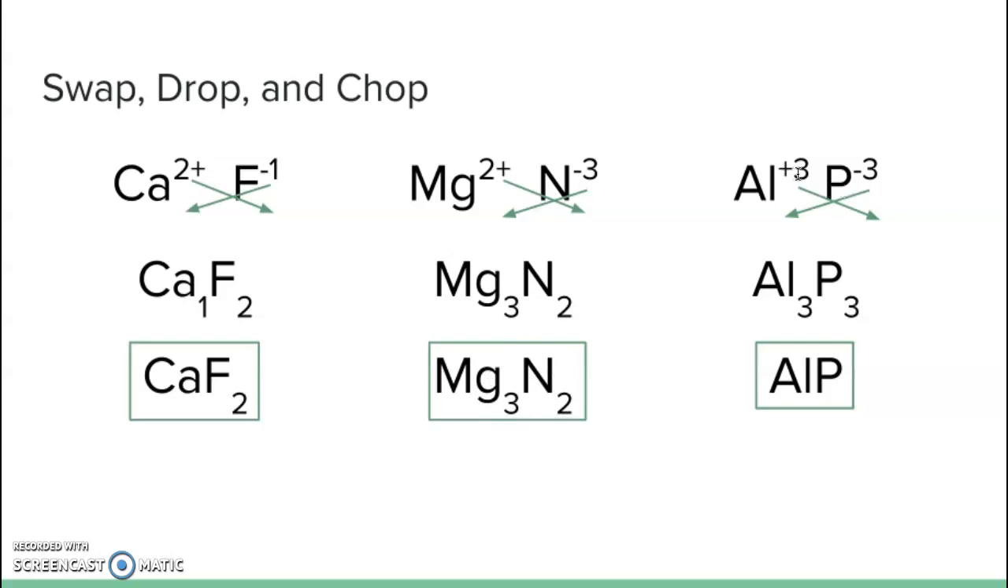Al3+ and P3-. Swapping and dropping, I'm going to get Al3P3. And I can simplify this because they're the same number. So if I do 3 divided by 3, I get 1. So I'm going to have AlP.